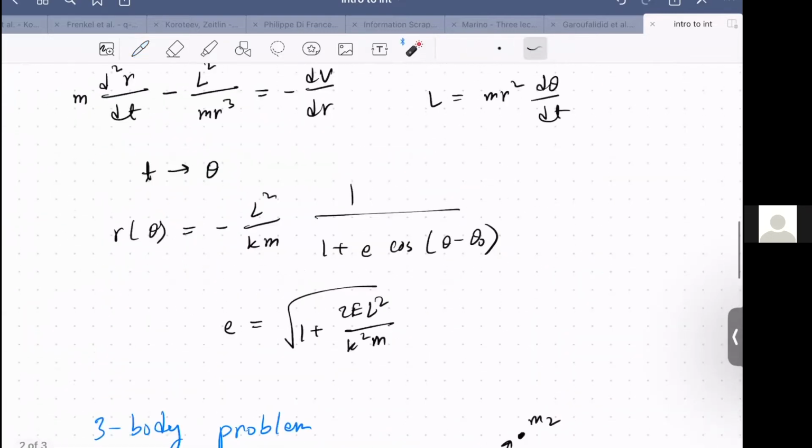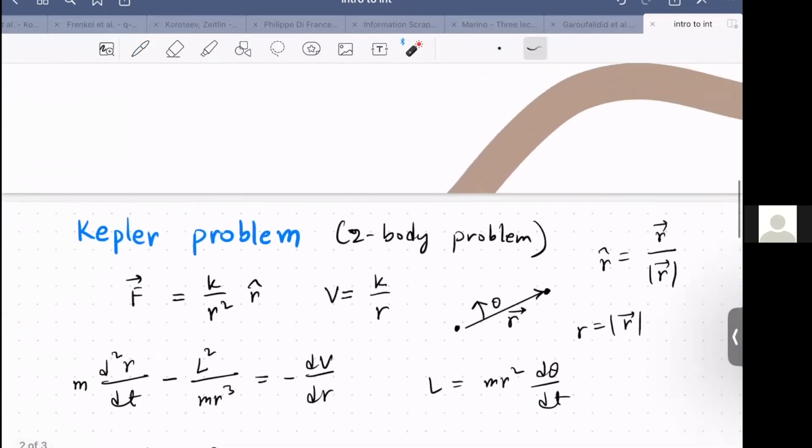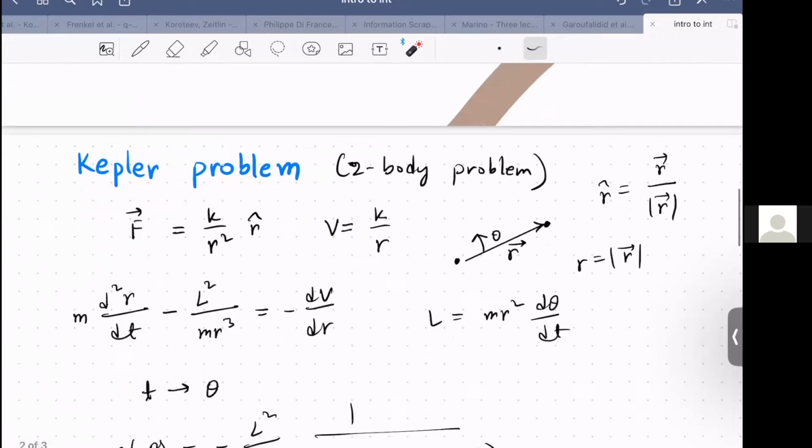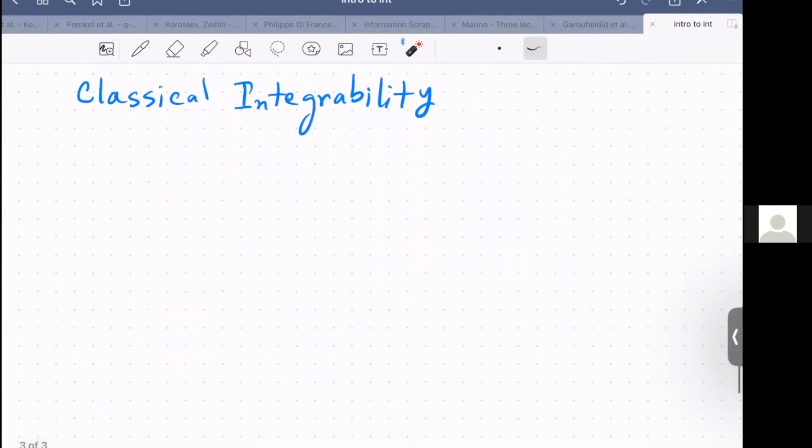Well, another example of a classical integrable system, besides Kepler's problem, is the simple harmonic oscillator, which we will encounter later. Any questions so far?